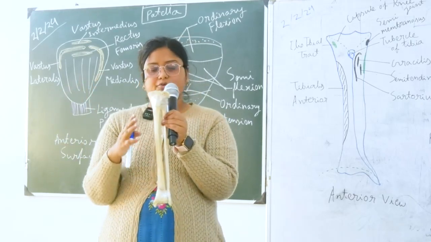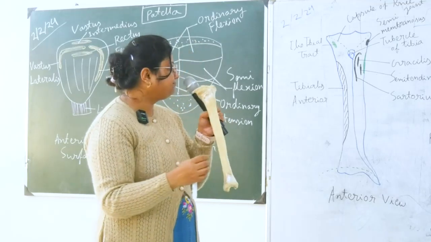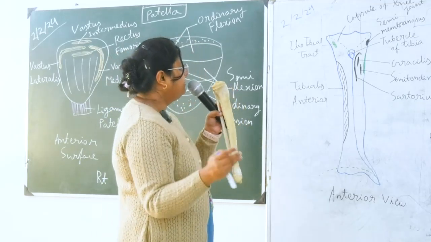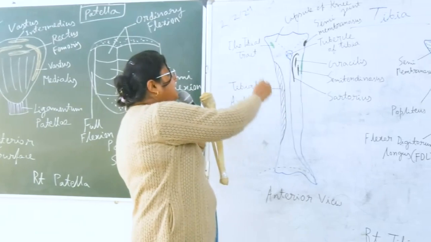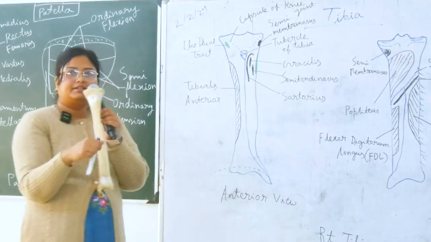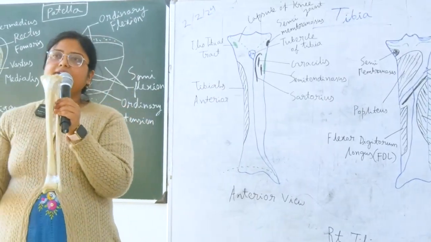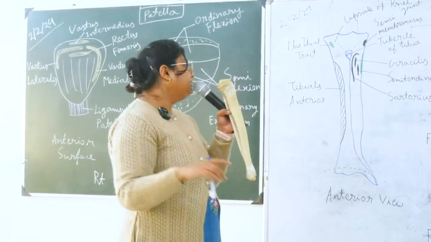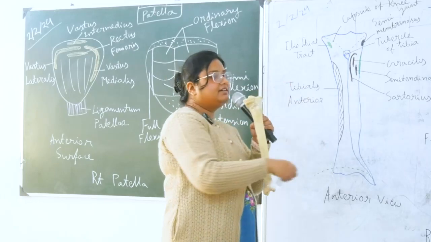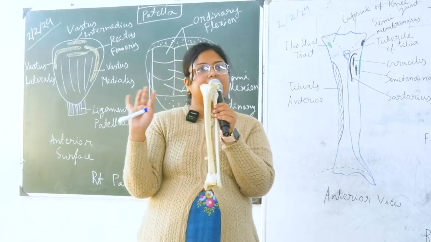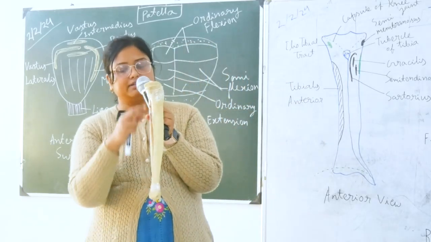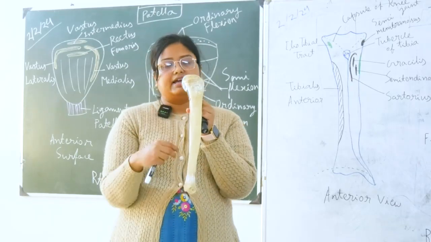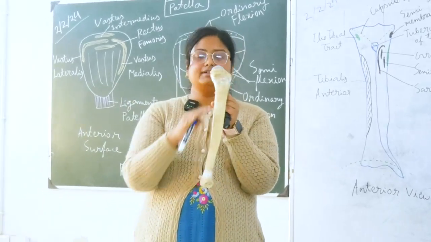Now we'll go to the lateral surface. Lateral surface, in the upper two-third, gives origin to the tibialis anterior muscle. Only one muscle is attached: tibialis anterior in the upper two-third. Okay, understood? Now we go to the posterior surface, which lies between the medial and lateral border.